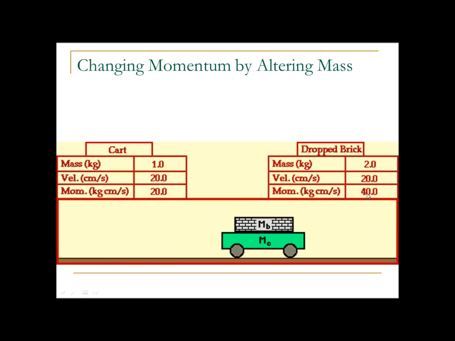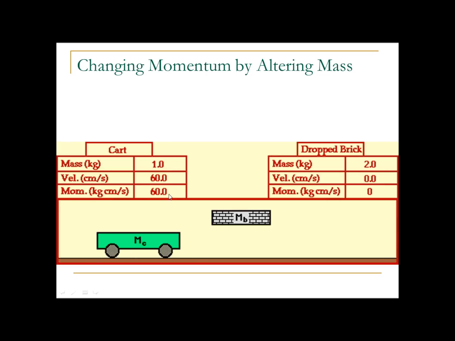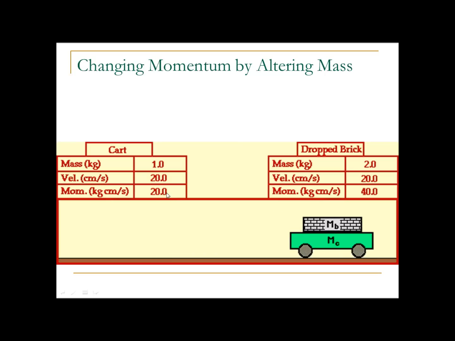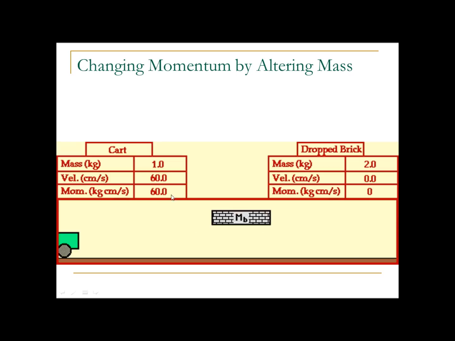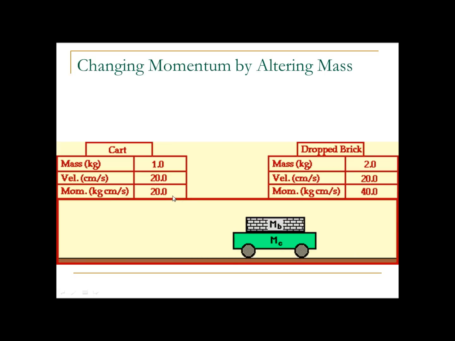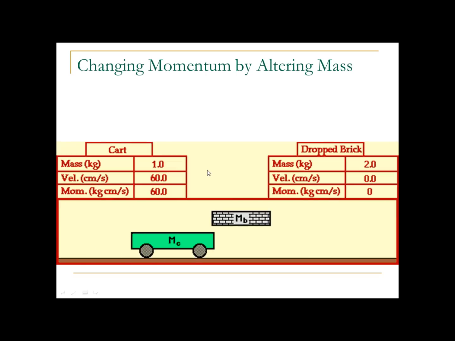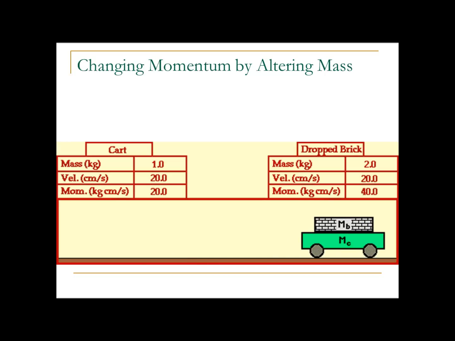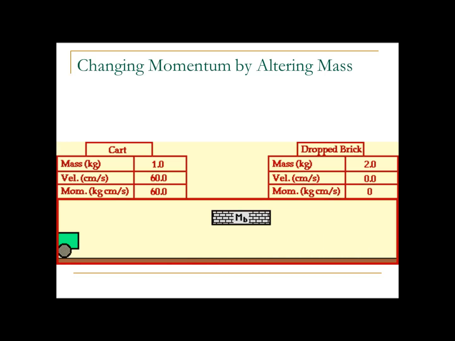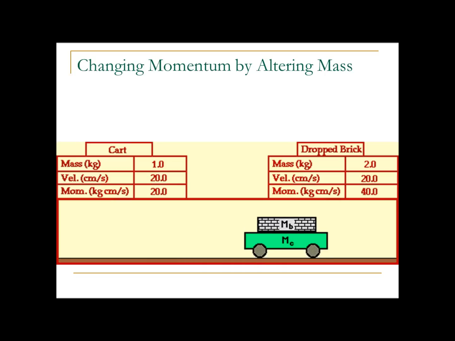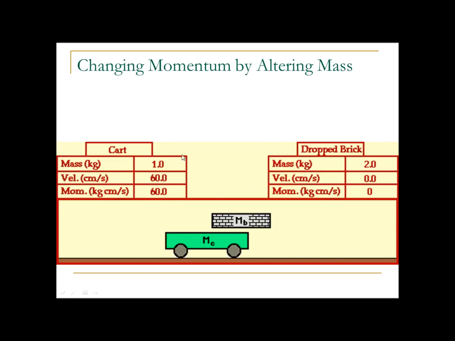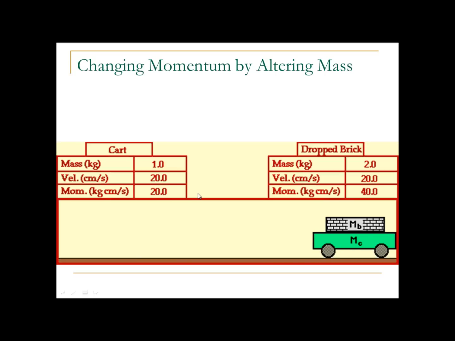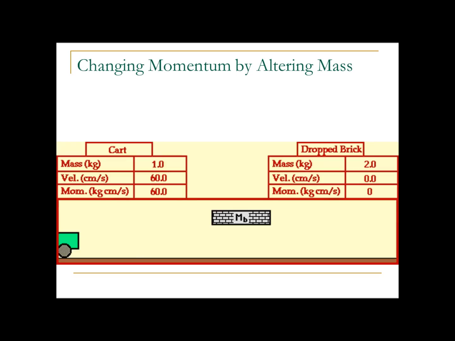So it starts at 0, ends at 40. This one starts at a momentum of 60, ends at a momentum of 20. Now what I want you to notice, it starts 60 and 0 for a total of 60. It ends at 20 and 40 for a total of 60. So momentum is changing between the objects, but the total momentum in the system is remaining constant. So we'll talk more about that conservation of momentum when we get to collisions.